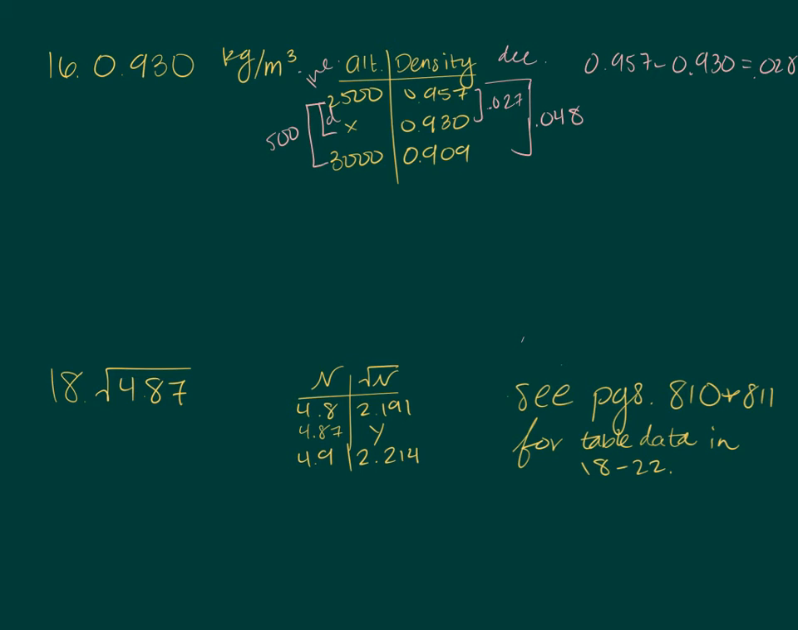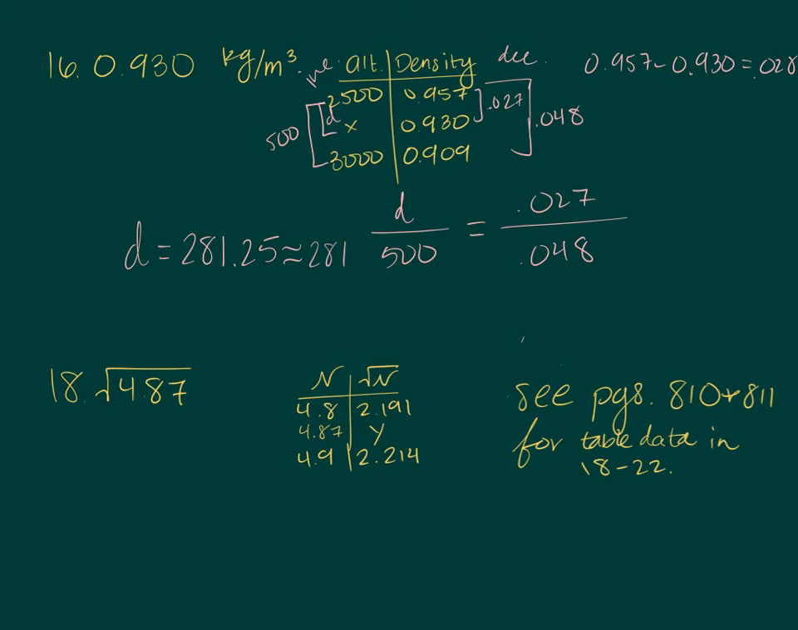Now let's set up our proportion. d over 500 is equal to 0.027 over 0.048. So when we increase by d meters in altitude, we decrease by 0.027. When we increase by 500 meters in altitude, we decrease by 0.048 in density. Now we just need to solve for d. d will be equal to 281.25, and if you notice, all of our altitudes have no decimal places, so we round to the nearest whole number, which is approximately 281.